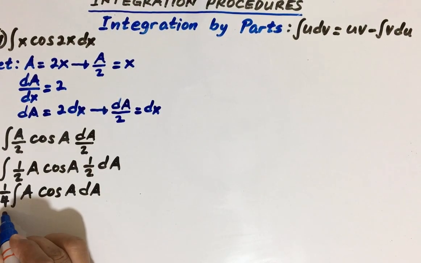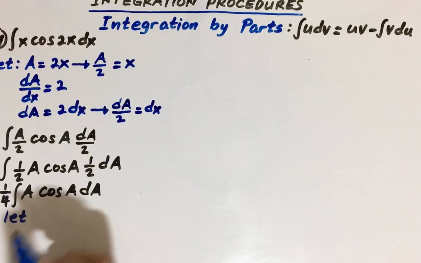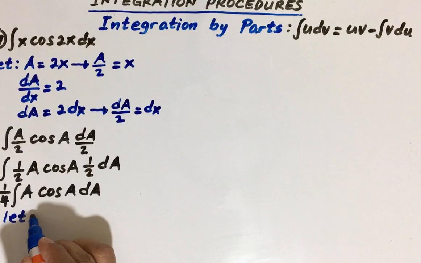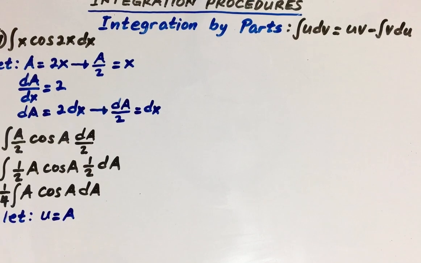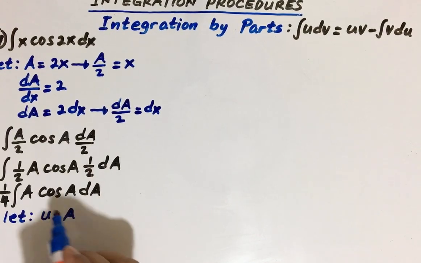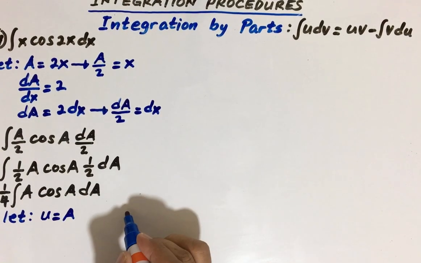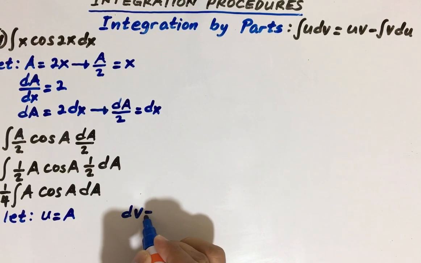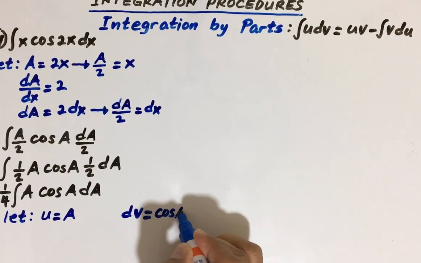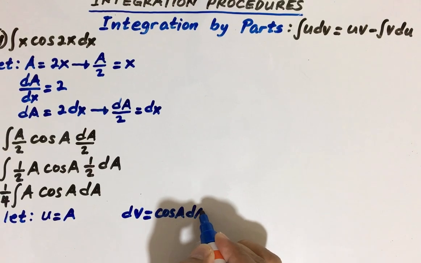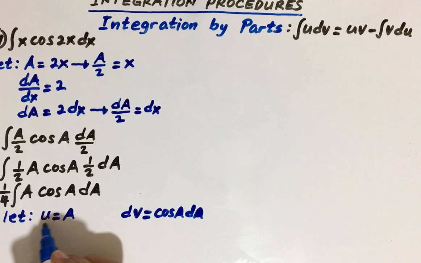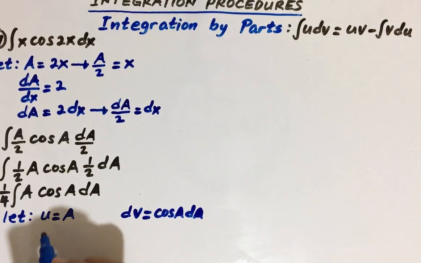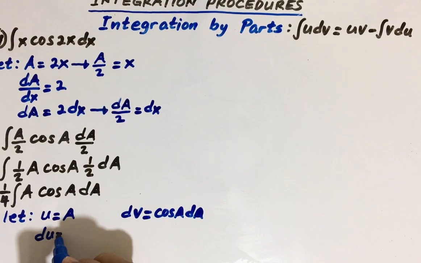Okay, so if I let, for example, u be equal to a, then what is remaining will be our dv. So dv would be cosine a dA. Then finding the differential of u, we have therefore du equal to dA.